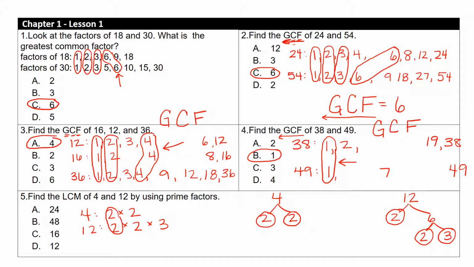So now we circle this. This group of 2 is a match, so I write a 2. This group of 2 is a match, so I write a 2. But there is no group here that is a match. Oh, I'm sorry. Even though this isn't a match, I have to include this as well. So that's 3. So 2 times 2 is 4, and 4 times 3 equals 12. So the least common multiple for 4 and 12 would be 12. So when you are using prime factors, you circle the ones that match, but you only count them once. And if they don't match, you count it.